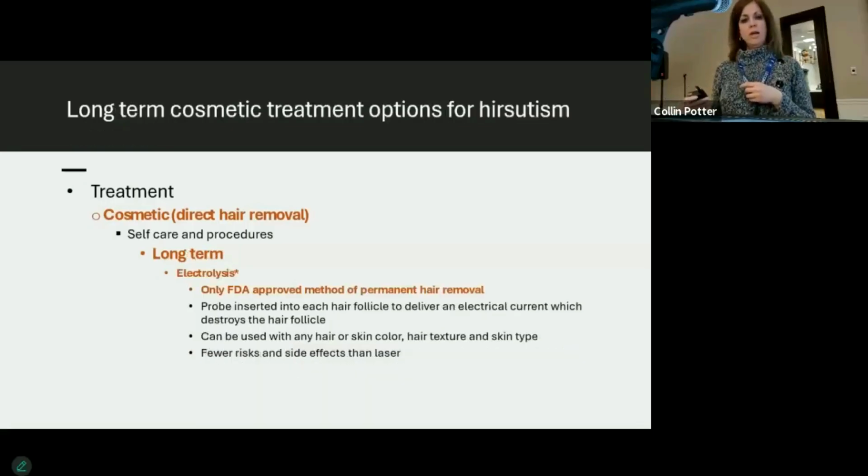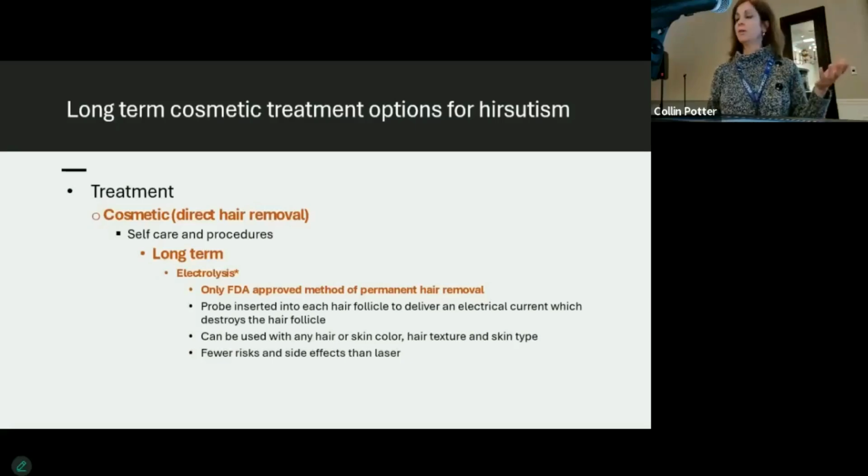Okay, so electrolysis got the star because it is the only FDA-approved method of permanent hair removal. Thus my conversation about advertisements for other things; they may not have the permanency. Now, it will require multiple treatments. It's best for small areas. It can be used on any part of the body.